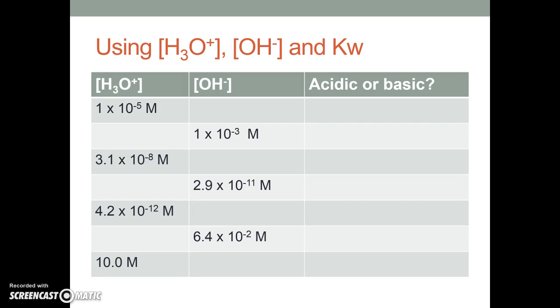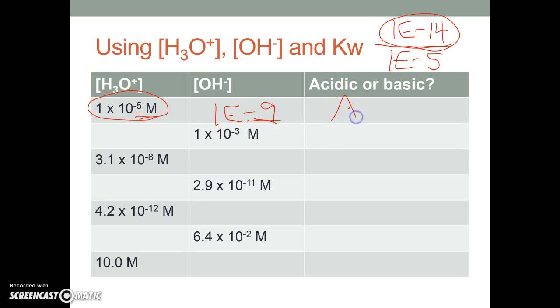So now we're going to look at some numbers. We're going to do a little math. You're going to get your calculator, and we're going to use this value and divide that into 1e negative 14. We're always going to type this in first: 1 times 10 to the negative 14th divided by, in this case, 1e minus 5. That'll give us the OH minus ion concentration. In this case, you should get 1e negative 9. So we can see, negative 5 versus negative 9, that the hydronium or hydrogen ion concentration is greater than the OH minus ion concentration, so we're going to call this acidic.